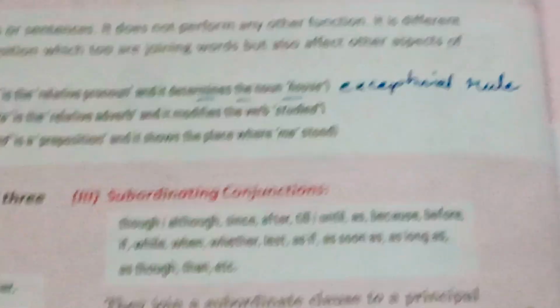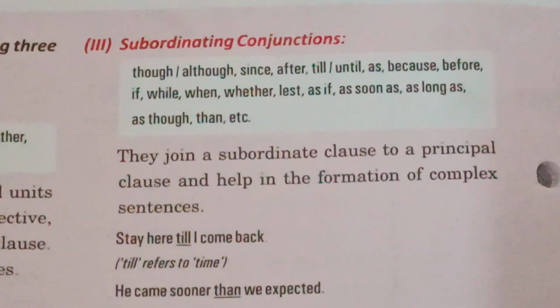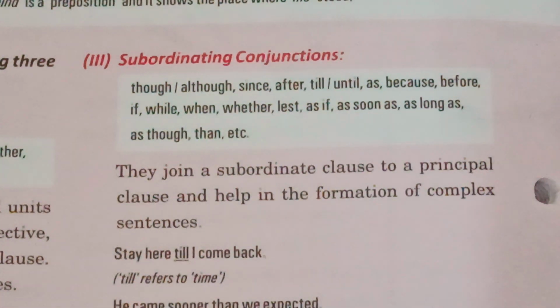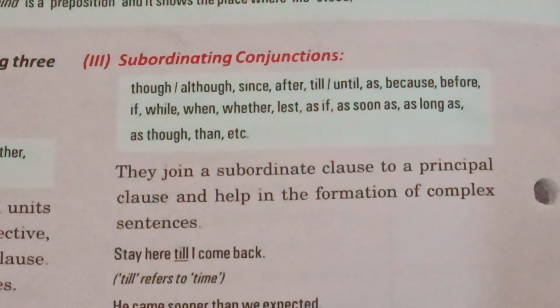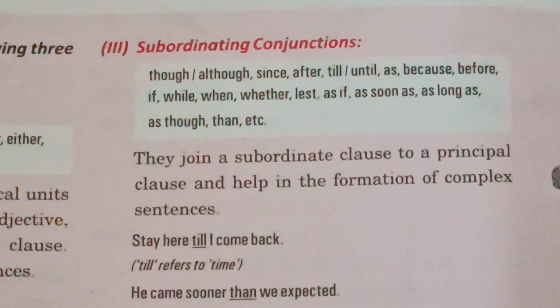Now, come on to subordinating conjunctions. See, subordinating conjunctions are though, although, since, after, till, until, as, because, before, if, while, when, whether, lest, as if, as soon as, as long as, than. ये अकेले ही यूज होते हैं. They are not dependent on any other conjunction. They join a subordinating clause to a principal clause. आपको ये language समझ में नहीं आएगी. Right? Let us directly come on to the examples.